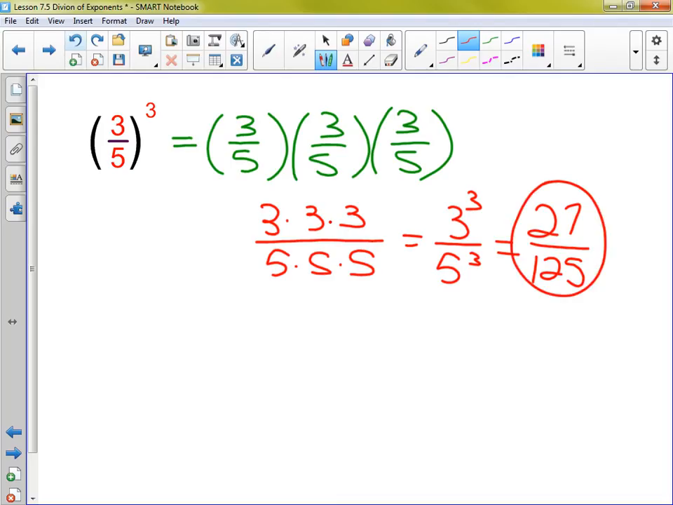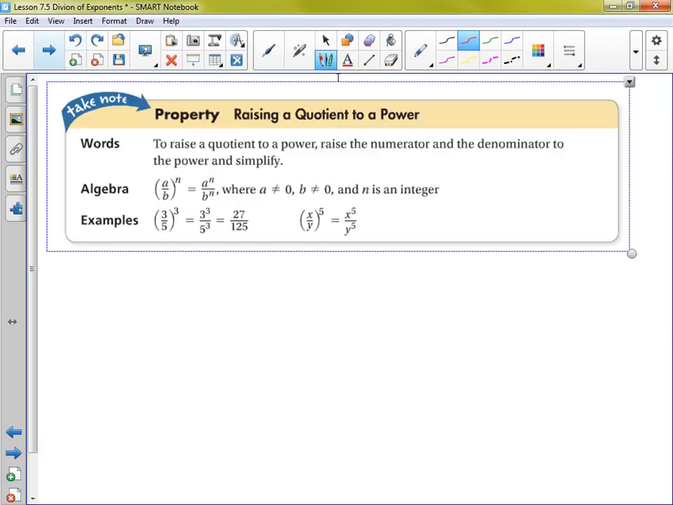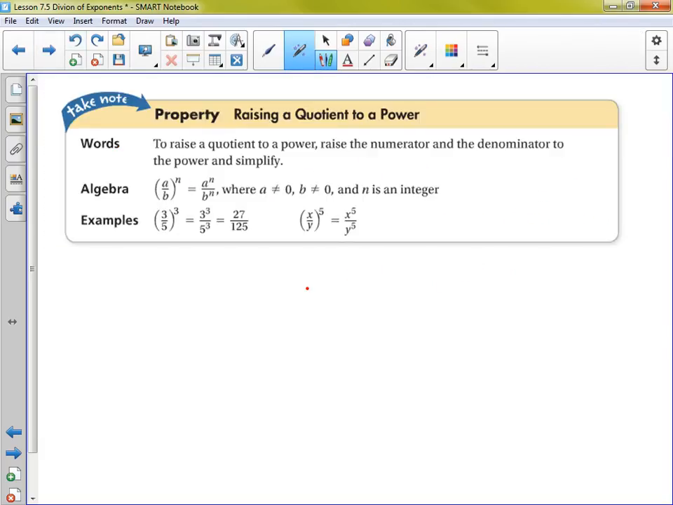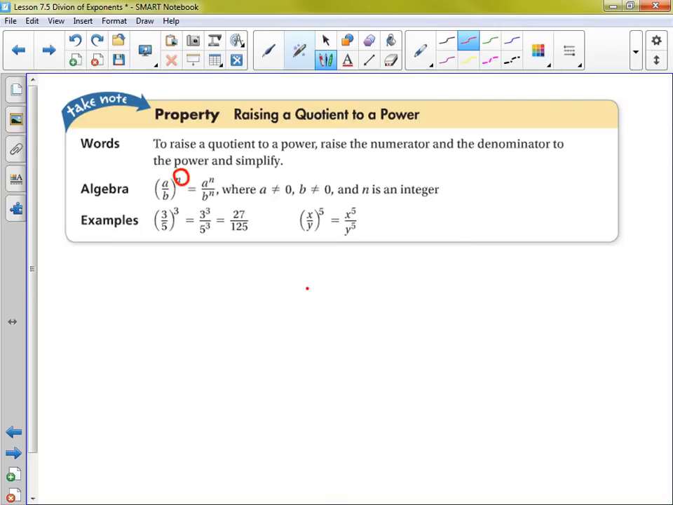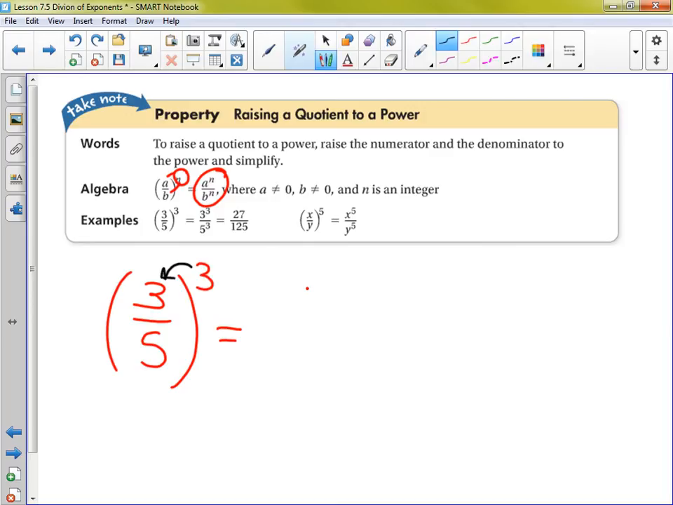But in math, we always take something that has a pattern and try to come up with a rule for it. And a rule exists that says if you take a quotient like a over b and raise it to a power, really all you're going to do is give the exponent to each part on the top and each part on the bottom, which is what this says. So if I had taken that first example, 3/5 to the third power, all I really needed to do was give the 3 to the 3 on the top and give the 3 to the 5 on the bottom to make it 3 to the third over 5 to the third. And that equals 27 over 125.